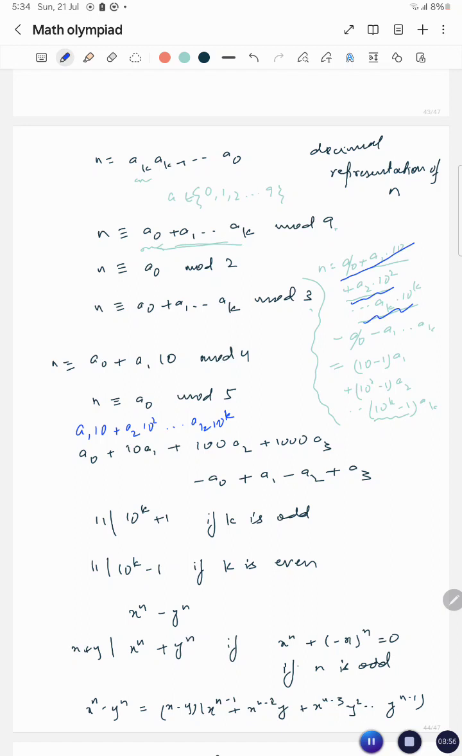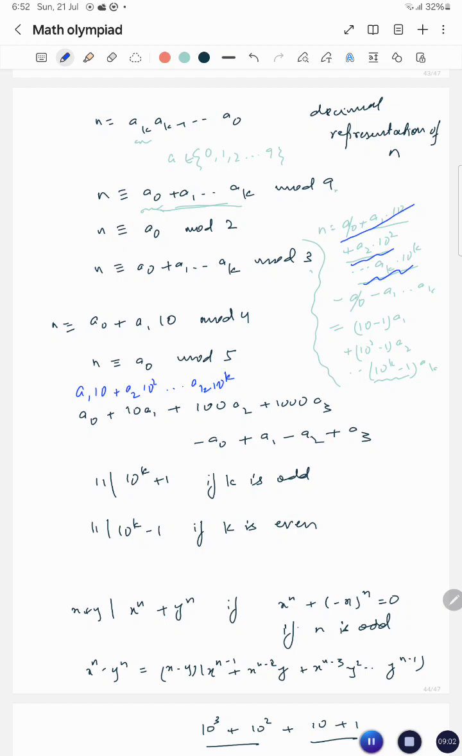The next is divisibility by 11. For a test for divisibility by 11, let us look at this expression. This was n, a0 plus 10 a1 plus 100 a2, and so on, with alternating signs: plus the unit digit, minus the digit in the 10th place, and plus the digit in the 100th place.